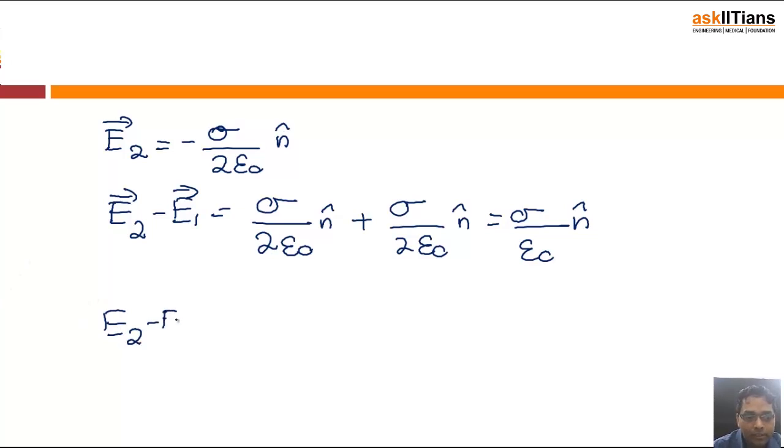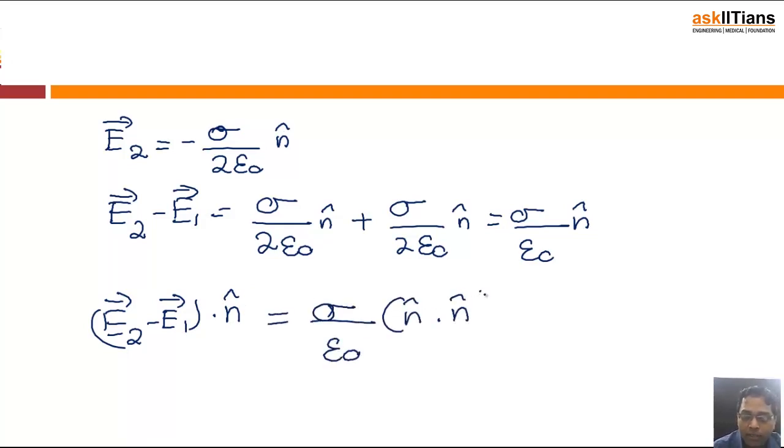Therefore, if I just say (E2 minus E1), these being vector components, dot n cap, this is going to be just sigma upon epsilon naught. Why? Because n cap dot n cap is what you are going to get. That is nothing but 1. So you'll get sigma upon epsilon naught.